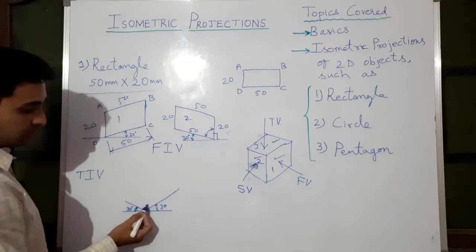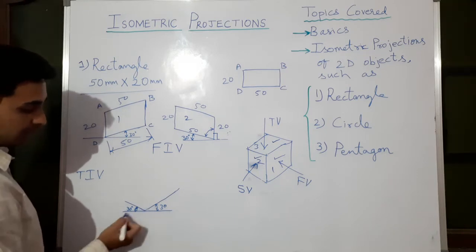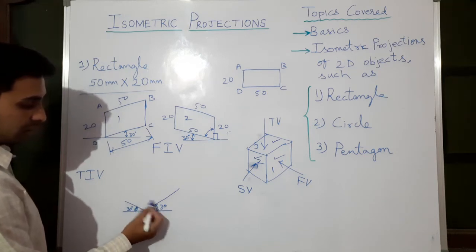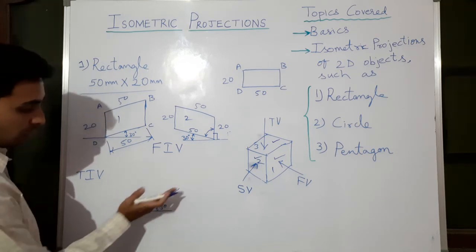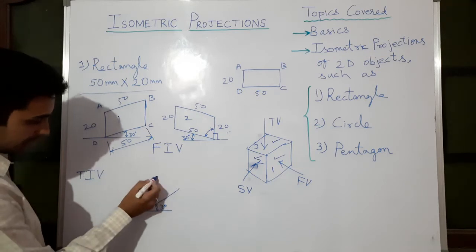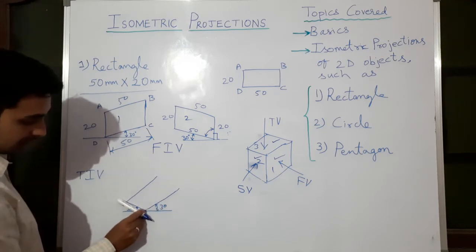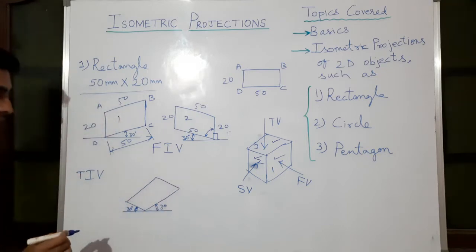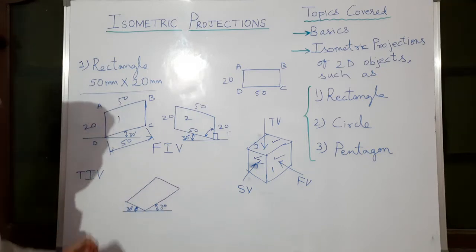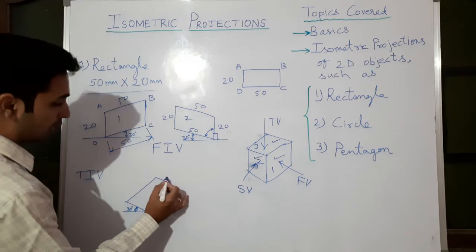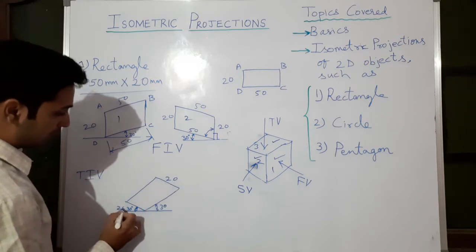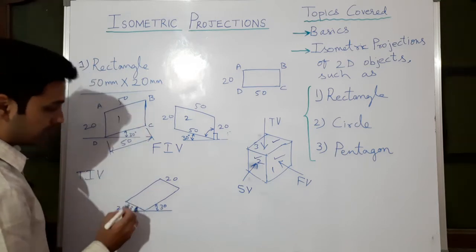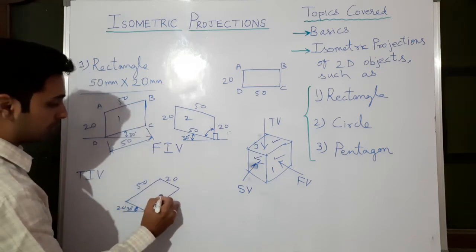Here the angle will be more than 90 degree. So 30 plus 30 means 60, and 180 minus 60 gives 120 in between these two lines. So now parallel to this line, another line here, parallel to this line from here. Like this you may get the top isometric view of a rectangle sheet. So this is your 20, this is also 20, should be like this one. This is 50, this is also 50.